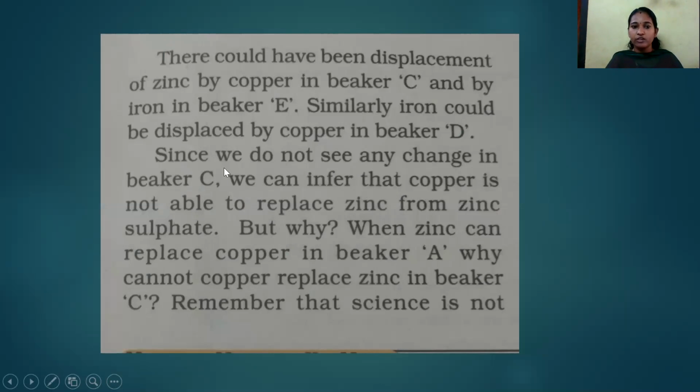Okay, listen here. We do not see any change in beakers C, D and E. What is the reason? We can infer that copper is not able to replace zinc from zinc sulfate. Copper cannot change the zinc in zinc sulfate, and cannot change the Fe in ferrous sulfate.